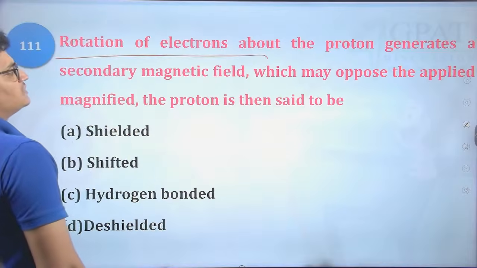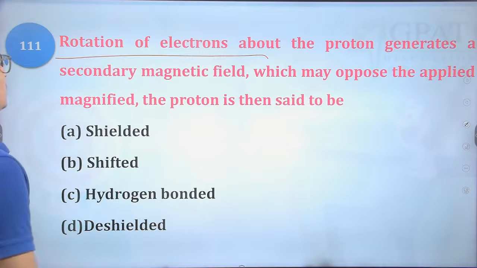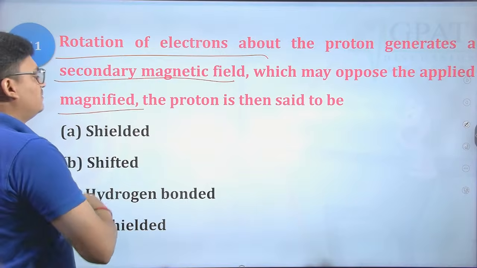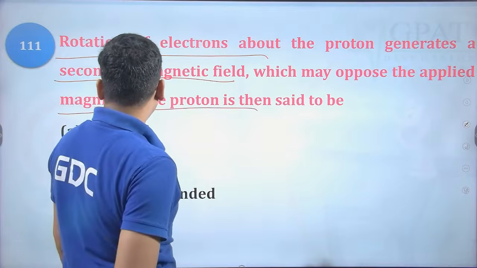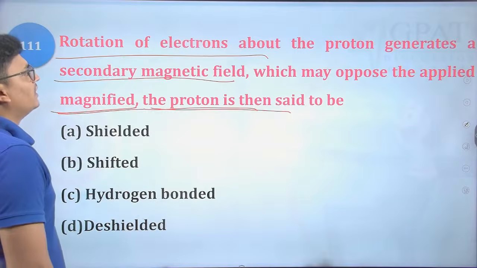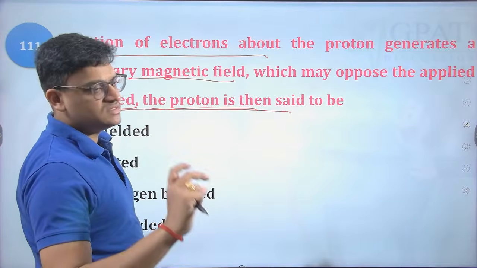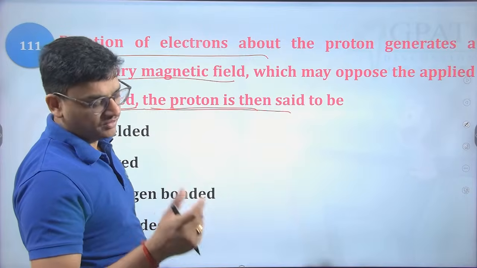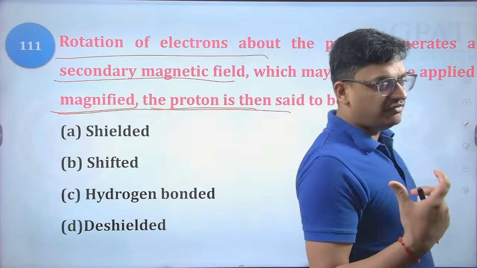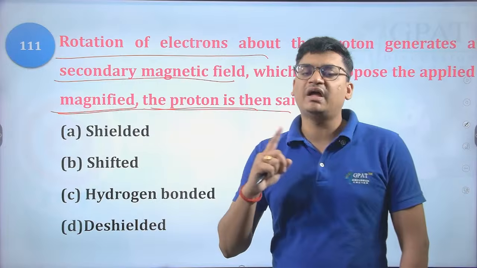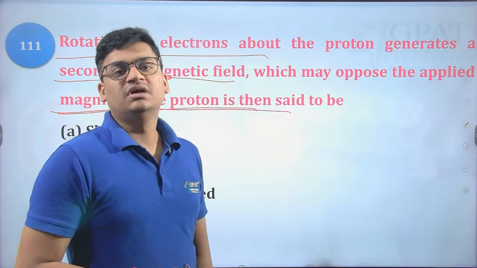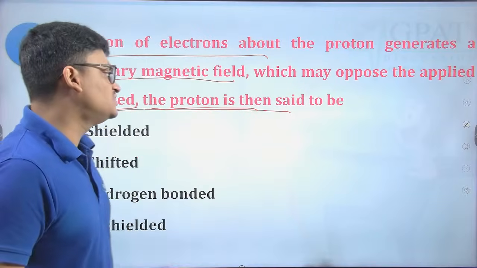Rotation of electrons about the proton generates a secondary magnetic field which may oppose the applied magnetic field. The proton is then said to be what? Because of the rotation of the electron, some magnetic field is generated around the proton, and this newly formed field opposes the applied magnetic field, so the proton is having a shielding effect. So the proton is said to be shielded.